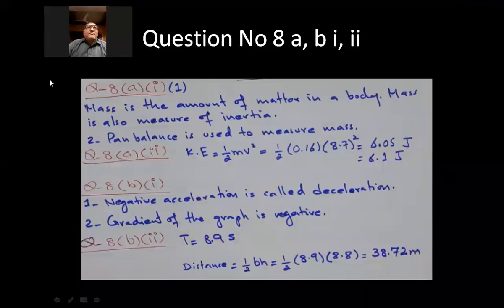Here we have, mass is the amount of matter in a body. Mass is also a measure of inertia. The pan balance is used to measure mass. Question number 8, second part. Kinetic energy is equal to 1/2 mv square, equal to 1/2 into 0.16 into 8.7 square, equal to 6.05 joules. When I round it off to two significant figures, it will be 6.1 joules. 6.1 joules is the answer.